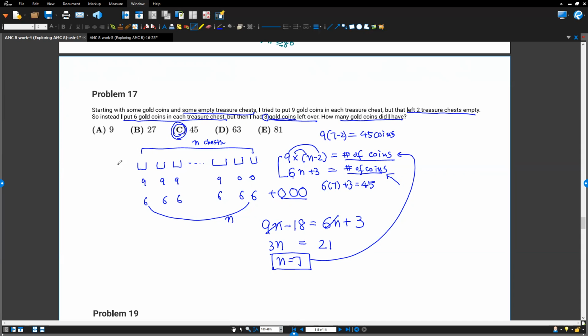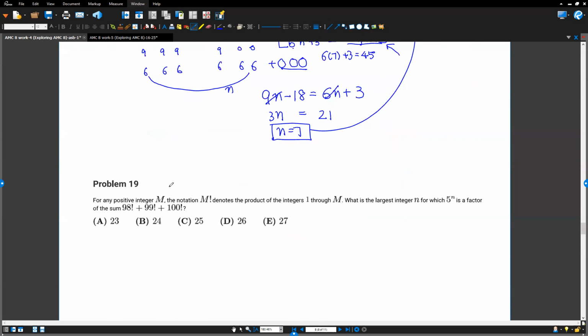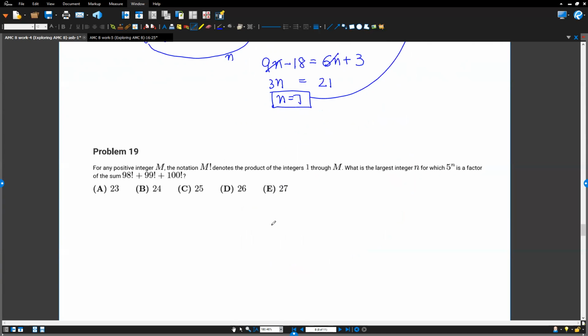Any questions about this number 17? No. Okay. All right. Now number 19. So number 19, a little hard, but I think we can try this one.